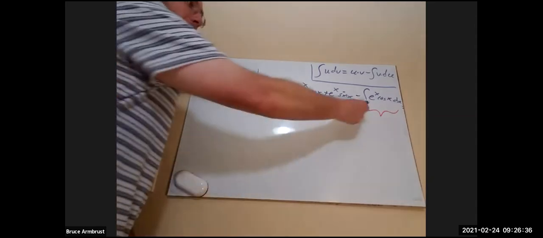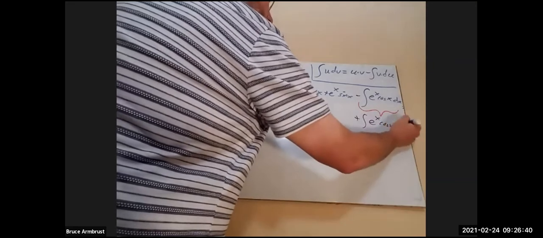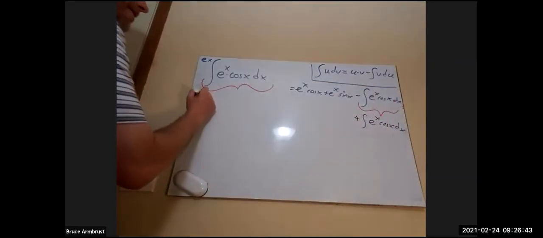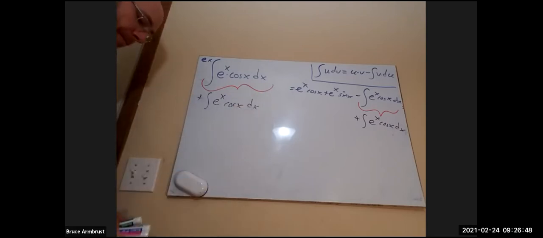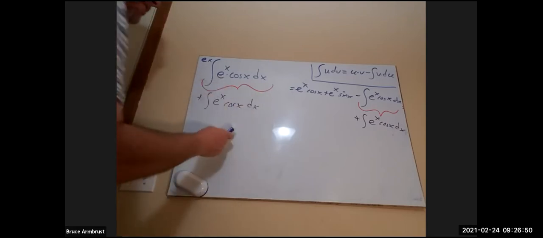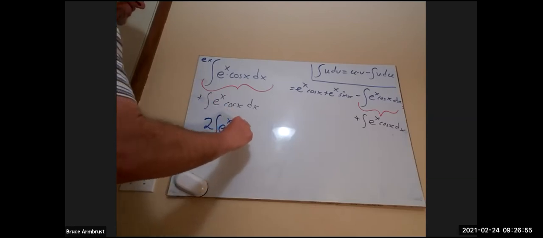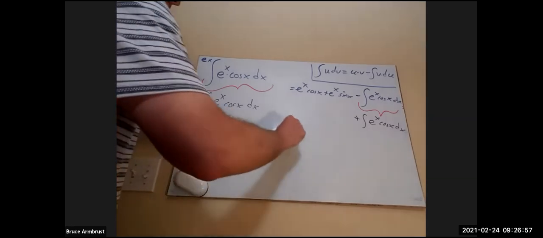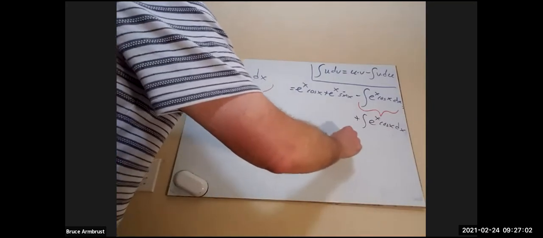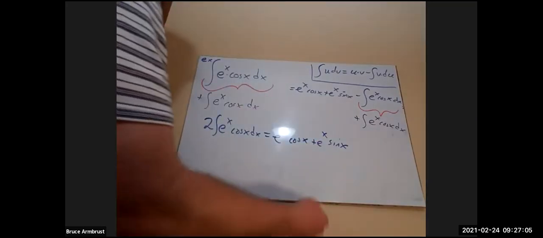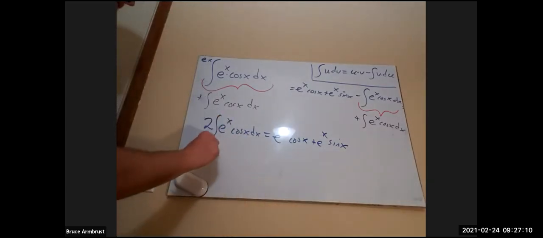So check this out. I'm going to move this to the other side. I'm going to add an integral of e to the x cosine of x on the right, and I'm going to also add it here on the left. So that gives me two of these. Two integrals of e to the x cosine of x dx are equal to e to the x cosine x plus e to the x sine x, plus c. Don't worry about that at the end. But now if I want this integral, I just have to divide by 2.